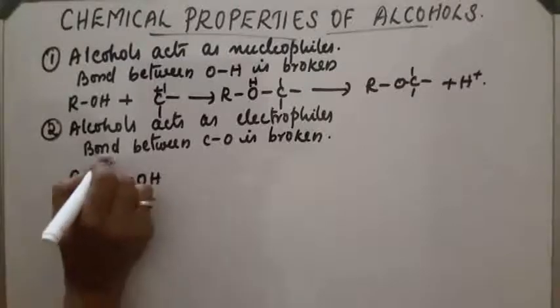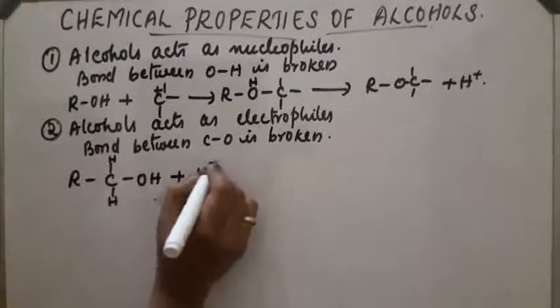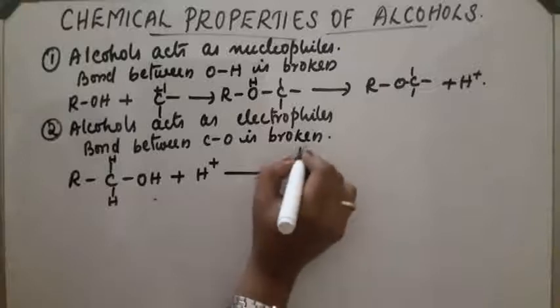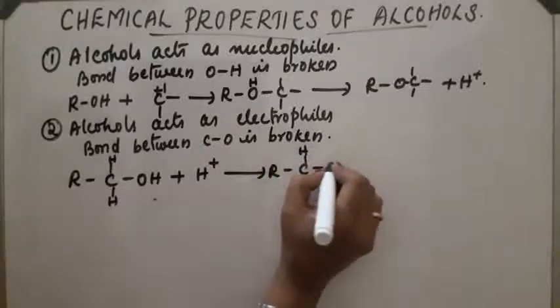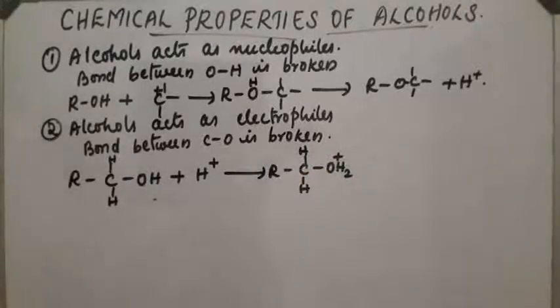RCH2OH reacts with H plus and forms RCH2OH2 plus. OH2 plus will be formed. Next, in the next step, it reacts with Br minus, that is the halide ion, and H2O will be removed.